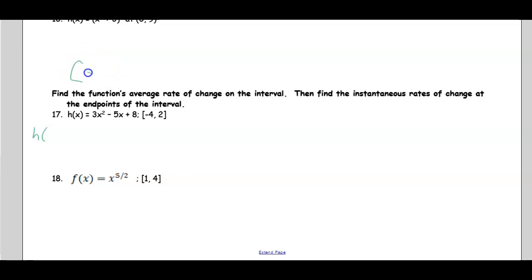Remember, this is where this problem starts. That's the first x value. This is where the problem ends, but it's x2. That's the second x value. So first I'm going to evaluate for f of negative 4, meaning 3 times negative 4 squared minus 5 times negative 4 plus 8.